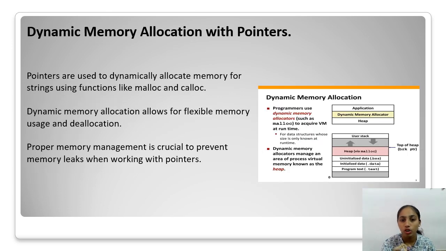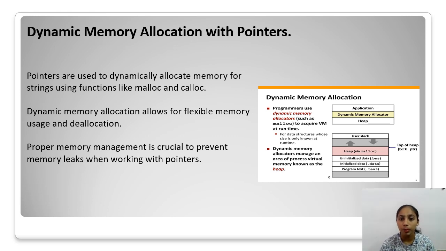And then we will move on to the next slide, that is dynamic memory allocation with pointers. Pointers are used to dynamically allocate memory for strings using functions like malloc and calloc. Dynamic memory allocation allows for flexible memory usage and deallocation. And proper memory management is crucial to prevent memory leaks when working with pointers.